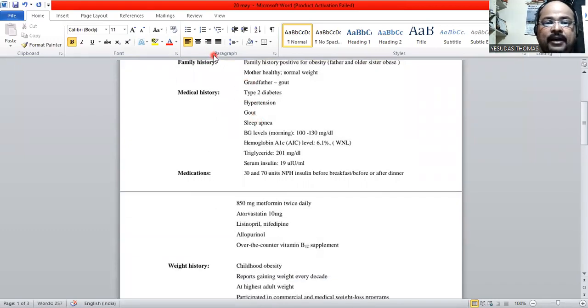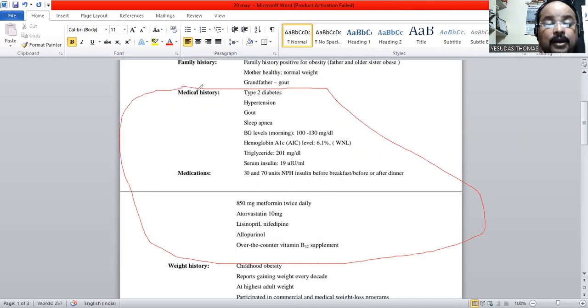Now we have to brief his medical history and medications. Let us go ahead with that. Apart from obesity, he has type 2 diabetes, hypertension, gout, and sleep apnea. These are the associated disorders that Mr. Andy Williams has. When he presented on the morning of 15th June, we assessed his blood glucose level and HbA1c level. We also did triglycerides and serum insulin investigations.